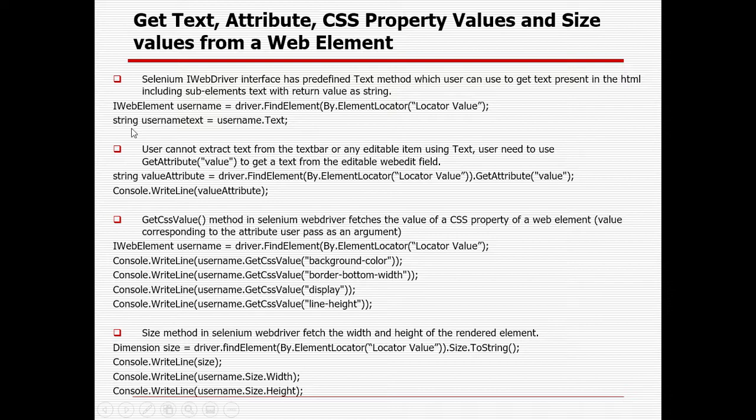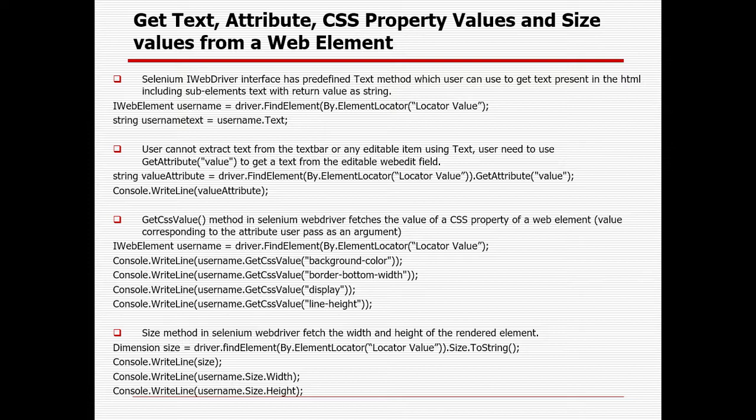So first we will identify the web element with any kind of property. It can be ID, name, XPath, CSS, anything. Then we will create a variable, a web element, and store it. After that, with the help of the text method, we will get the text, and we can store it in some string variable, and if required, we can print it in the console.